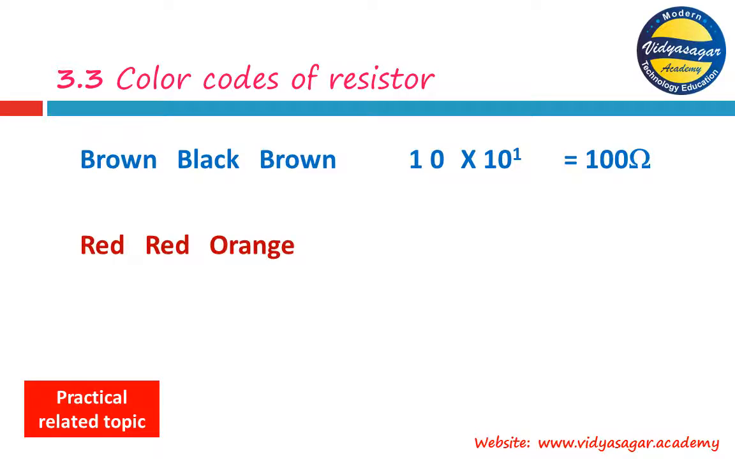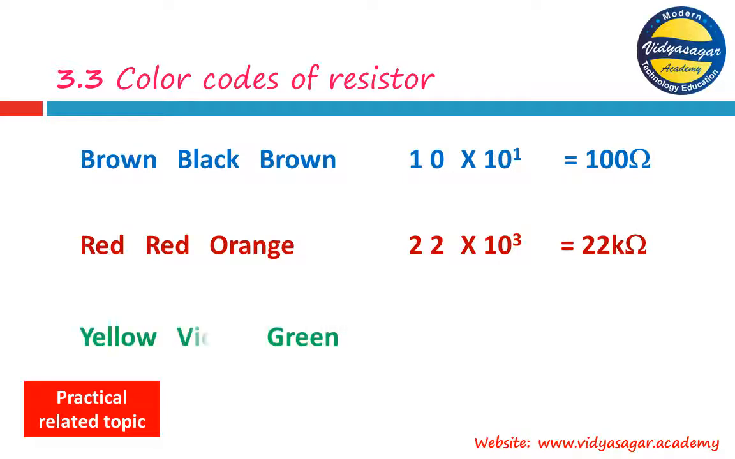Taking another combination, red, red, orange. Refer to the chart again. Red stands for 2, red stands for 2, so it becomes 22. Now the orange multiplier value will be 10 raised to power 3. So the value of this resistor will be 22,000 ohm, that is 22 kilo ohm.